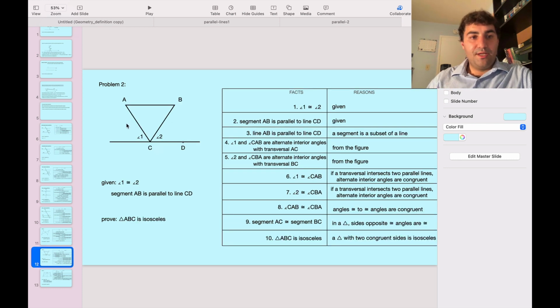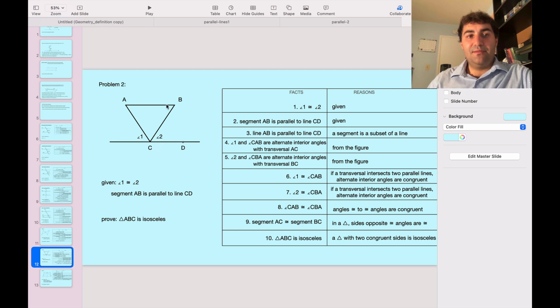So we're given this triangle, and we're given that angle 1 is congruent to angle 2, and that segment AB is parallel to line CD. And we want to prove that this triangle is isosceles. So write down what we're given. Angle 1 is congruent to angle 2. And we're given that segment AB is parallel to line CD.